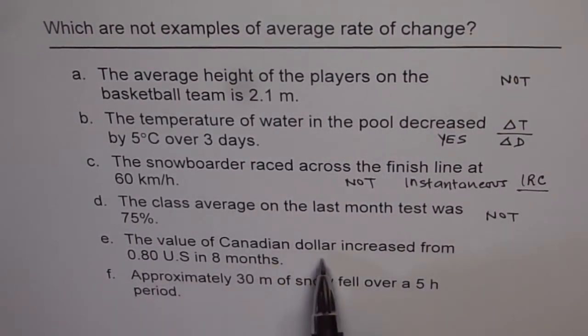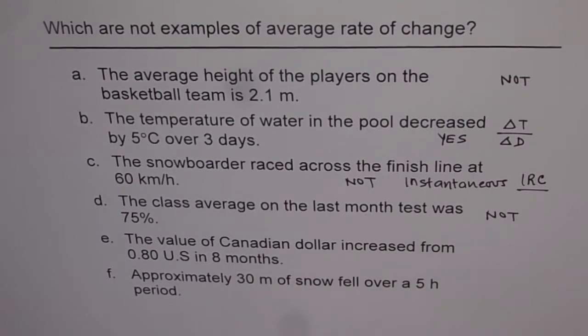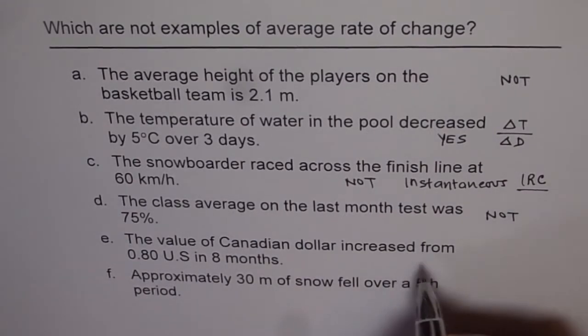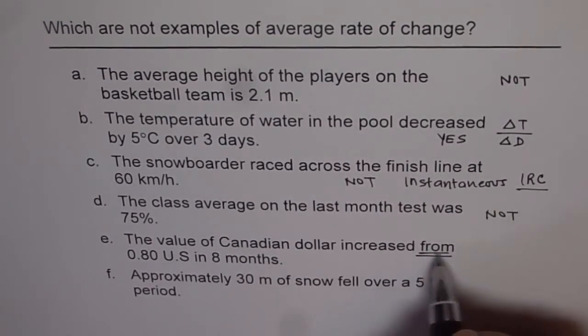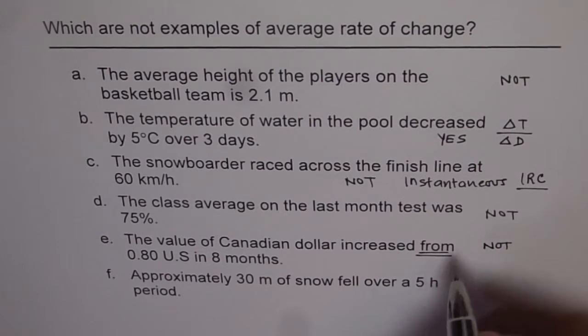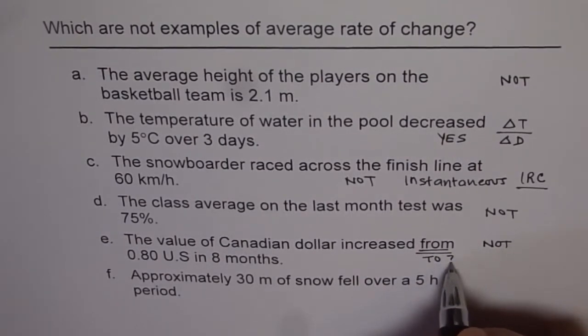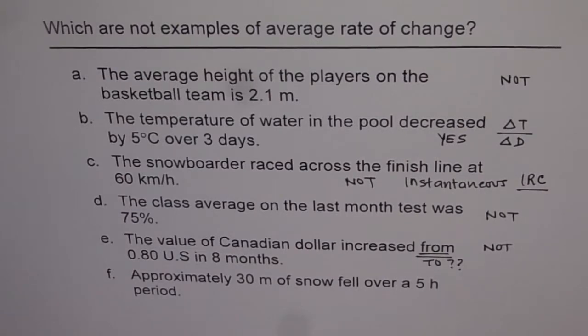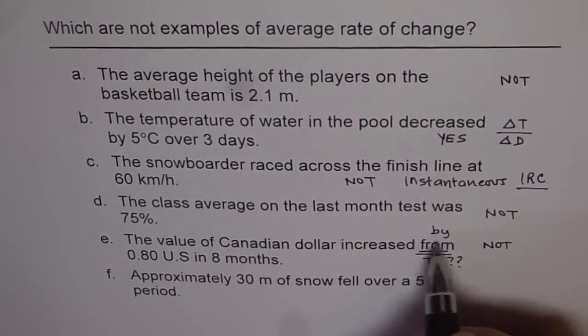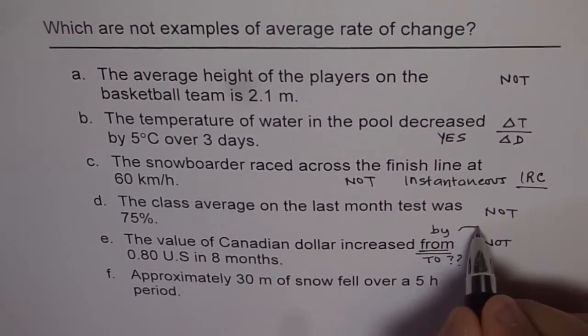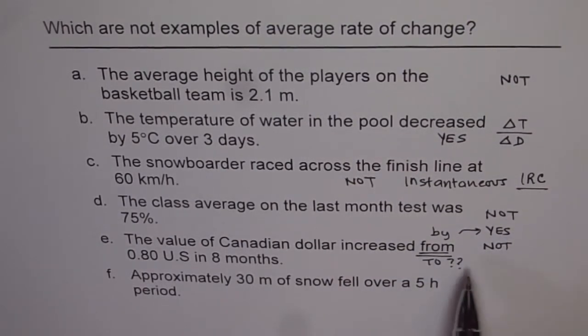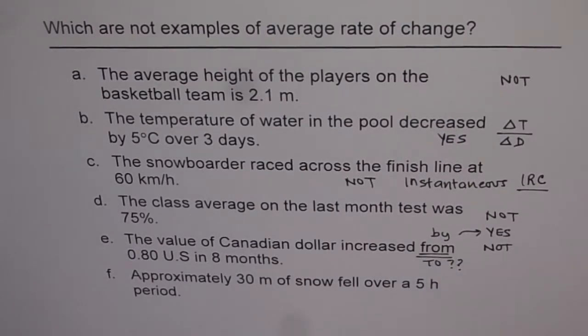If we say the value of the Canadian dollar increased by an amount of 0.80 US in 8 months, then it becomes average rate of change. So this word is critical here. At present it is not. From is given, but the to value is not known. So maybe a typing error. Or if I write increased by so much in 8 months, then the answer is yes. But if I say increased from, then I'm referring to one point, but I'm not defining it completely. In a way, it is not. So I'll put it down as an ambiguous case.